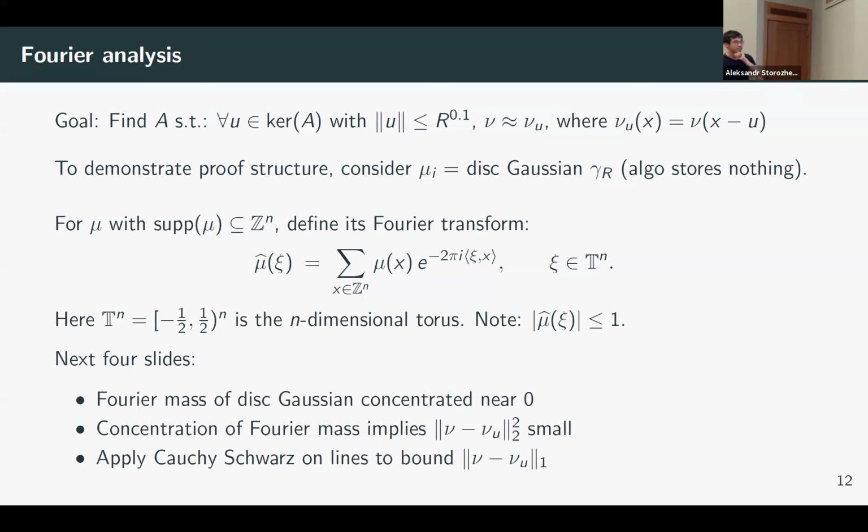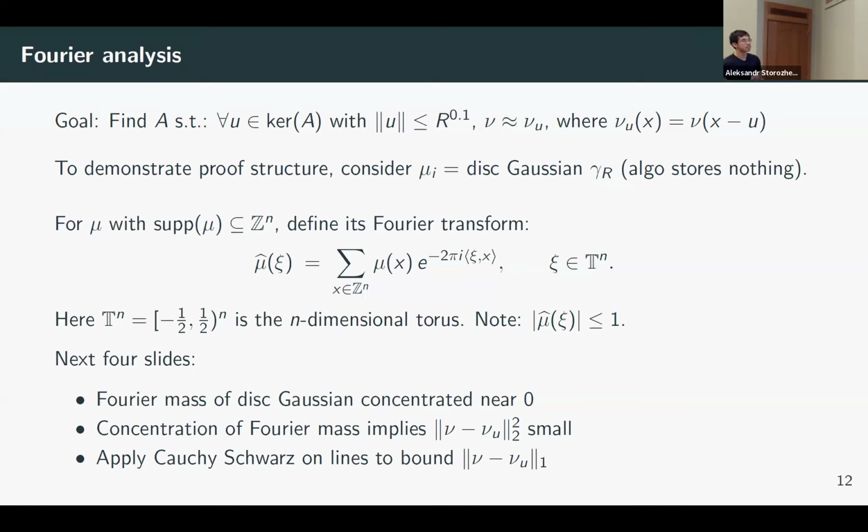Okay. Then in the next few slides, there are 3 points that I wanted to make. So first, I would like to say that in this case, when the distribution is a discrete Gaussian, then the Fourier mass of this distribution is concentrated around 0, around the origin. And next, I would like to argue that if we have some distribution where the Fourier mass is concentrated around 0, then it implies that it's approximately translate invariant in the L2 sense.